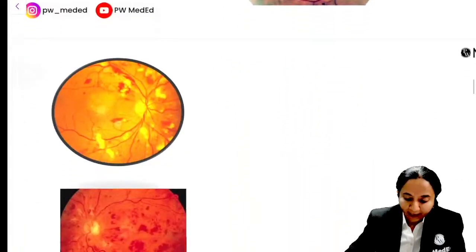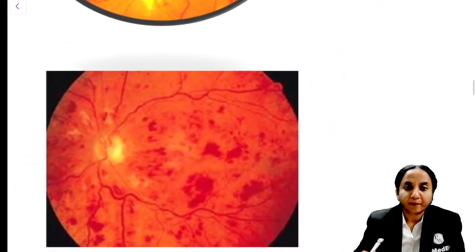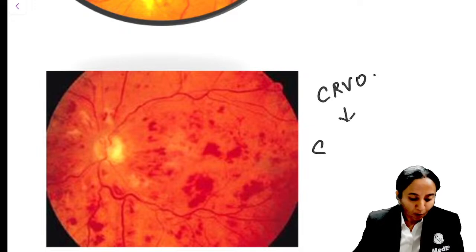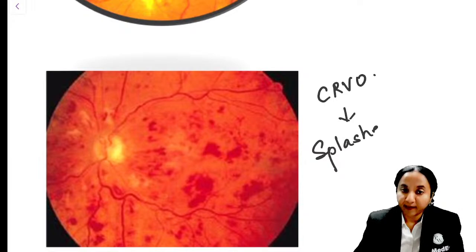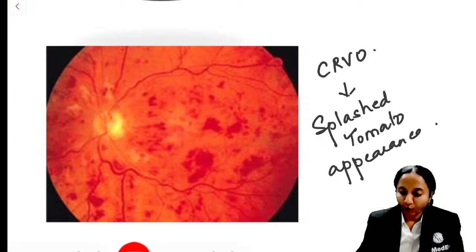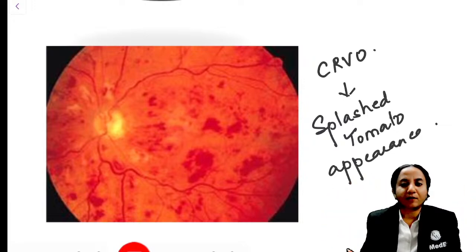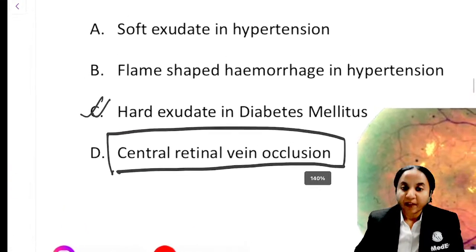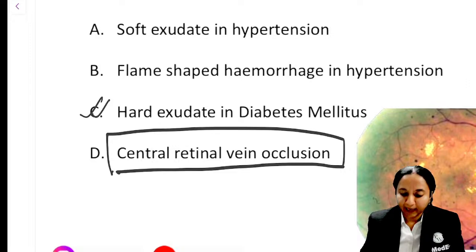This cannot be it, because central retinal vein occlusion looks like this. See, this is CRVO. Why are we calling this CRVO? Because the whole fundus is full of hemorrhages. This is typically what we call the splashed tomato appearance. So this is the typical splashed tomato appearance in CRVO. This option is easily excluded. The whole fundus is full of hemorrhages, we can see red patches, so we are saying this is CRVO. So when we get these options in the exam, we can easily say that this is not CRVO.